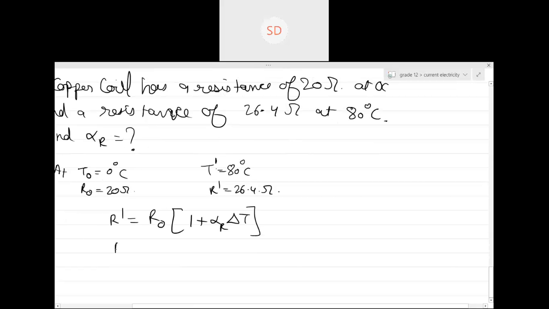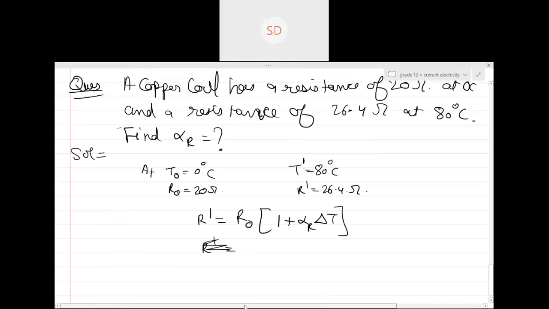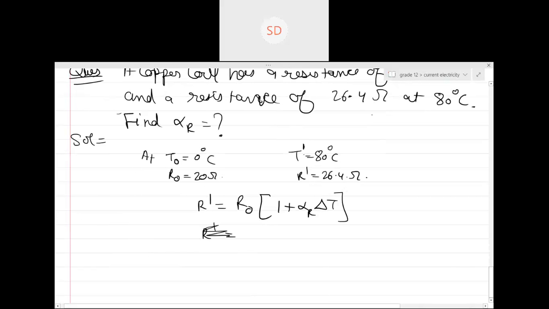And from here, R dash will be equal to, everything is given now. Will you be able to solve it? Yes, sir. Okay, so I'm leaving the solving part to you people. When you solve it, alpha R will be 4 into 10 to the power minus 3.